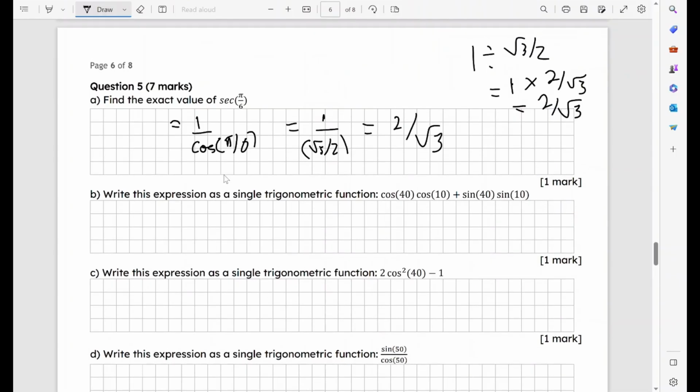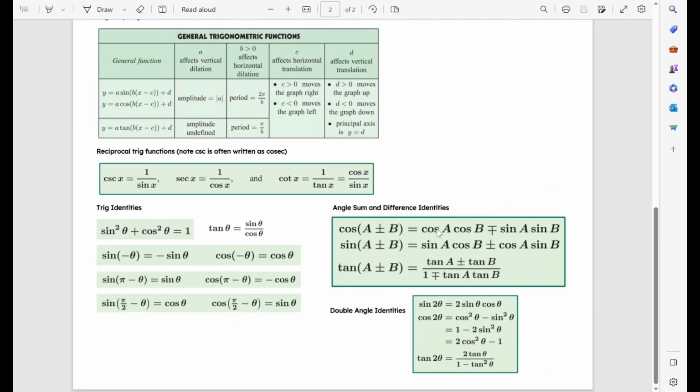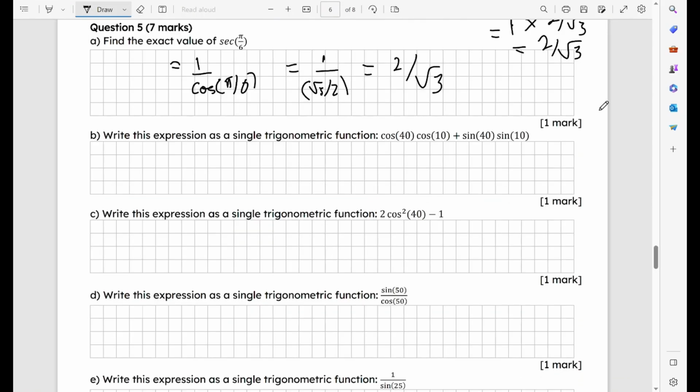Right, this next one is write this expression using a single trig function. So they just want like sine of something or cos of something or sec of something. Now this one looks like our double angle formula there. So cos and sine, it looks like the cos one. Since it's a plus, we've got to flip it to a minus. So I'm going to get cos of 40 minus 10, which is going to give me cos of 30.